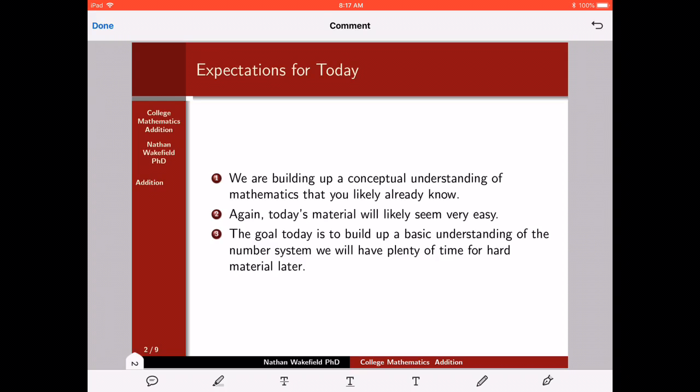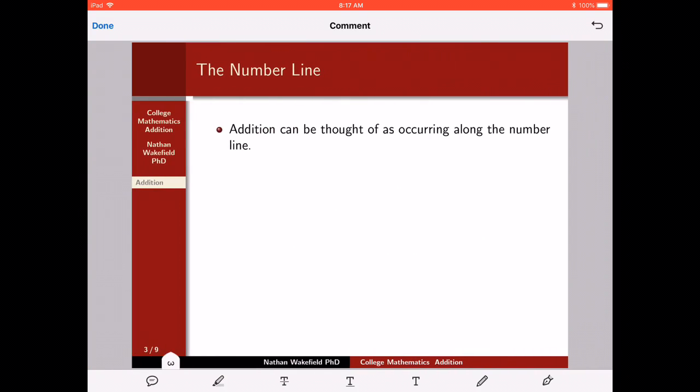Again, today's material will probably seem easy, but what I'm looking for is more of a conceptual level of understanding and for you to be able to explain the processes that you're used to using. So we're going to cover something that is, again, a basic property of the number system, addition, and we're going to dig into it. So addition really can be thought of as actually occurring on the number line.